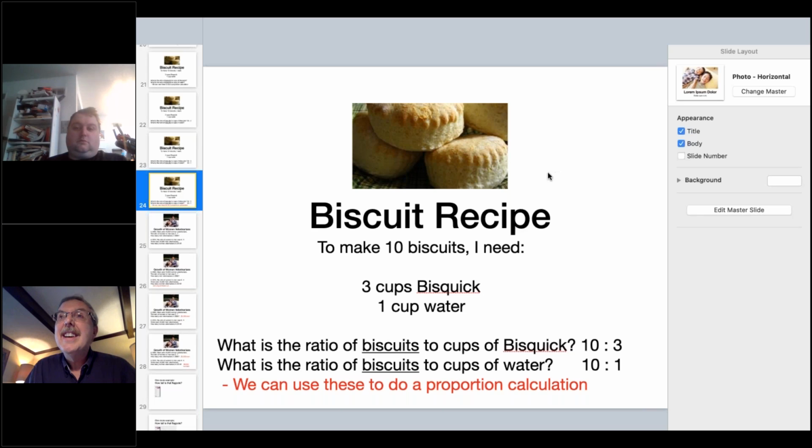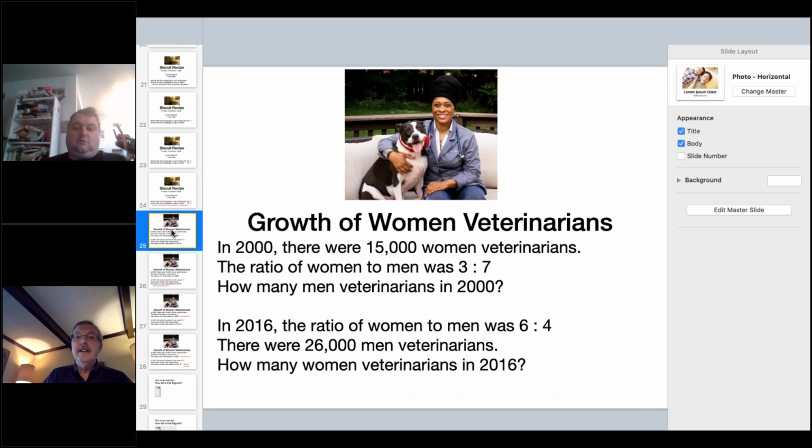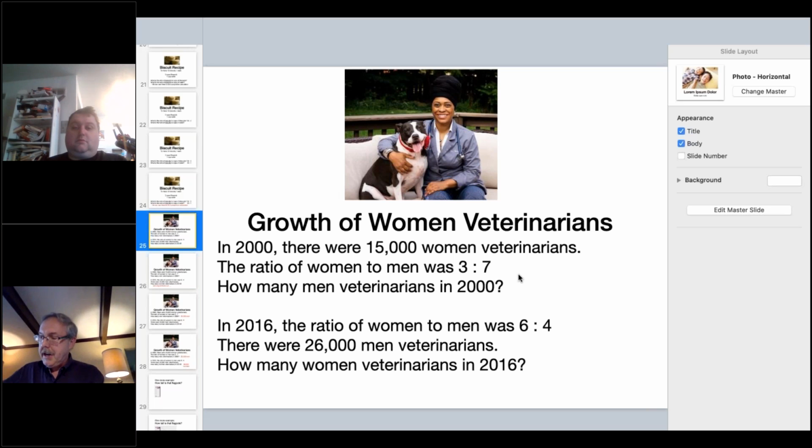All right, so let's go and look at the next problem that we have. So veterinarians, a while back, as early as the year 2000, there were 15,000 women veterinarians. And the ratio of women to men was 3 to 7. So knowing that, we can use a very similar kind of problem to figure out how many men veterinarians there were. So we can use this ratio, just like a fraction, and we can figure out how many men veterinarians there were in 2000. Okay, so let's work on that one. Let me try it a little different way. We'll see if it's easier to see.